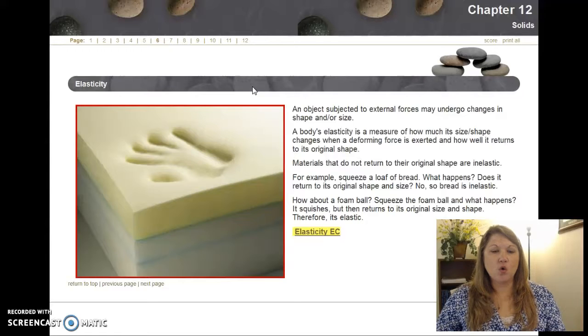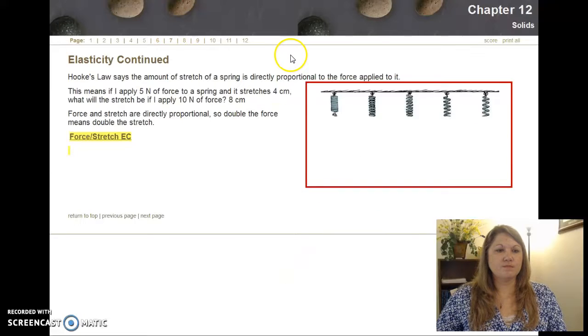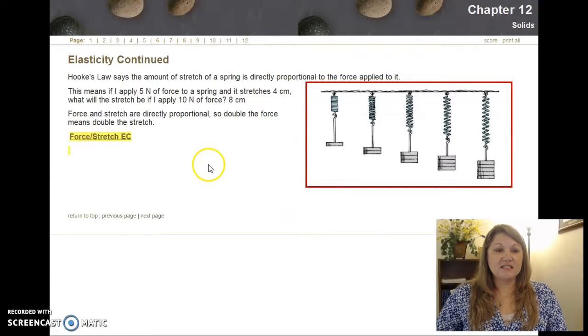Who can take a whole lot of force and bend but not break? Right? That's the whole object of being elastic. So think about that and try out that extra credit right there and learn a little something. Alright? Elasticity.